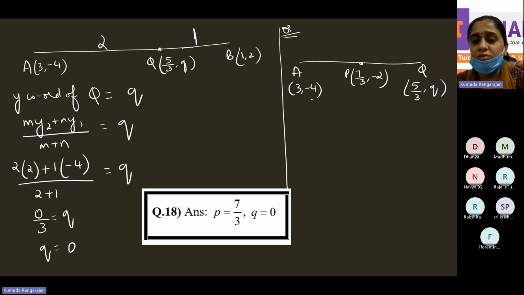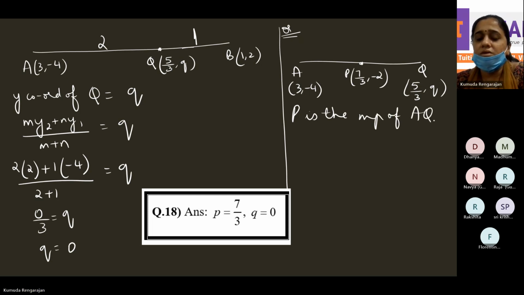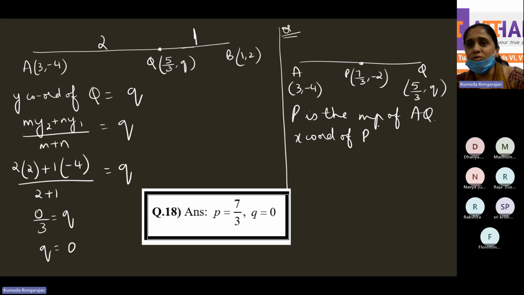So here, which is the midpoint? P is the midpoint, right? P is the midpoint of AQ. So what is the x coordinate of P? Actually, you don't need the x coordinate here. You need to use only the y coordinate because you have to find q. So the y coordinate of P is equal to minus 2. Because that small letter q, it's x1, y1, x2, y2. So use the y coordinate. Y coordinate of P is equal to minus 2.